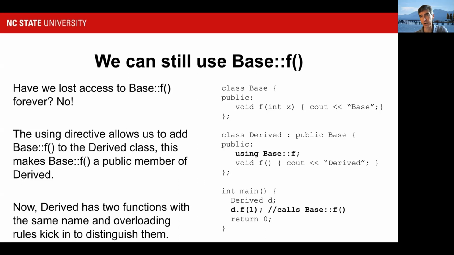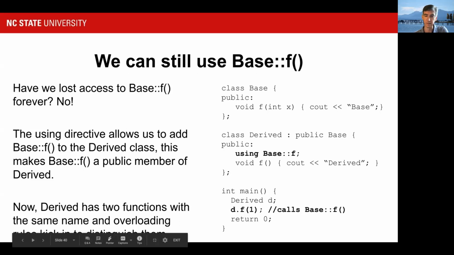And now the compiler is able to see the version of f that takes an integer and the version of f in the derived that doesn't. Okay, and so when I call this function f that takes an argument now, normal function overloading kicks in, and the compiler is able to see both the f from the base and the f in derived, and it's able to pick the correct one. It will actually print base this time in this code.